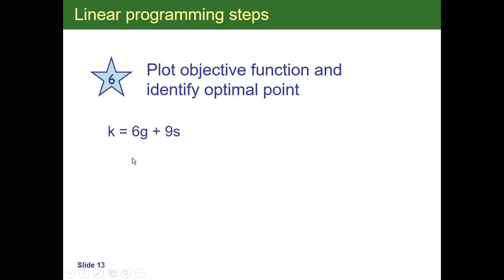So how do we do that? We go back, and our contribution maximization objective was K equals 6G plus 9S. This was $6 contribution from the gnome and $9 contribution from the statue. So you can assume any value. Pick any value for K, because we have to find the values of G and S.